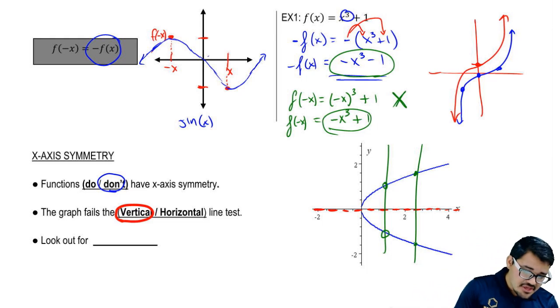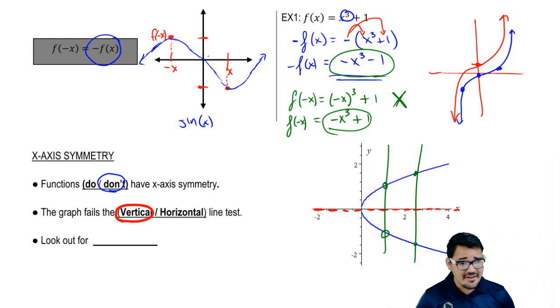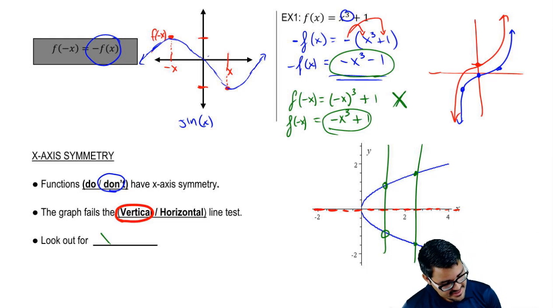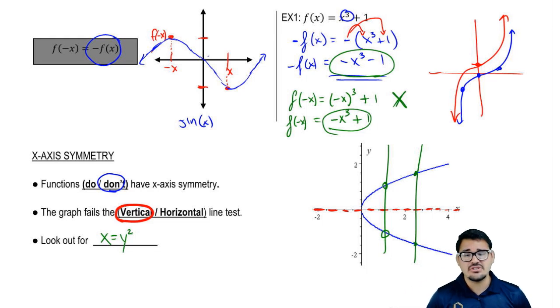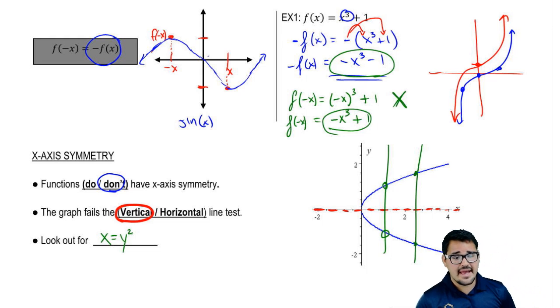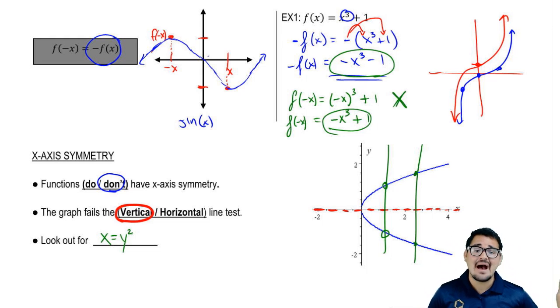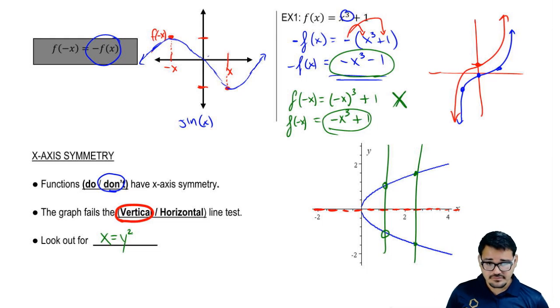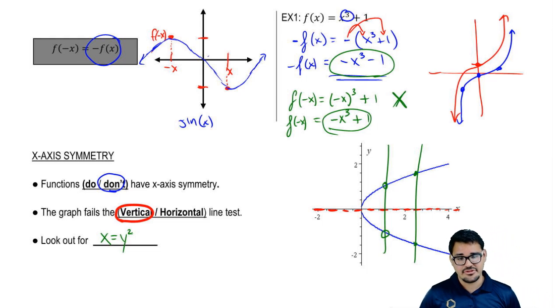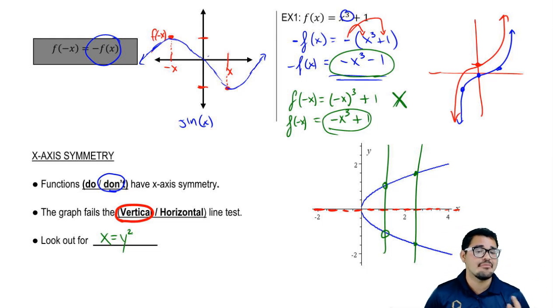So now the graph that we have here is very common, and its equation is x equal to y squared. So you should always look out for x equal to y squared, because anything that has a y squared or y to an even power is not going to be a function, because it's very likely to have x-axis symmetry. It doesn't always have x-axis symmetry, but whenever you have y squared or y to an even power, you should look out for them, because they're more likely to not be a function and have x-axis symmetry.